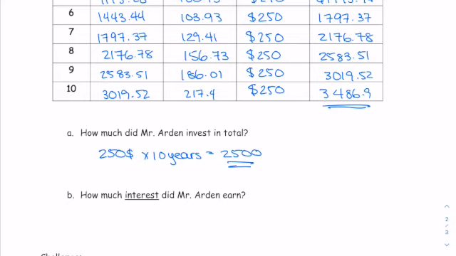So the total that he's earned is going to be 3486.90 minus 2,500, which gives us 986.90.